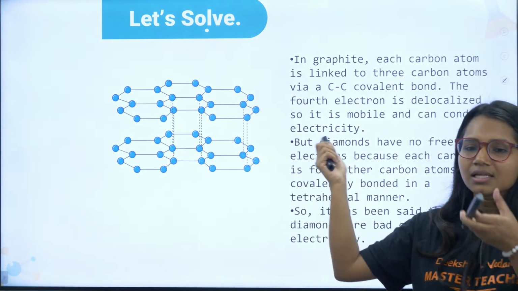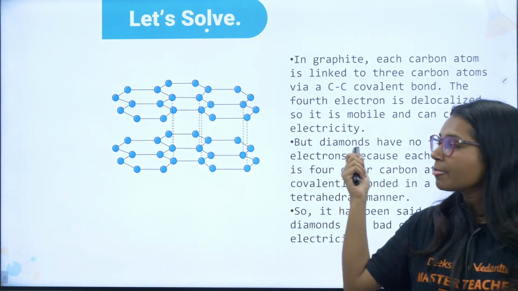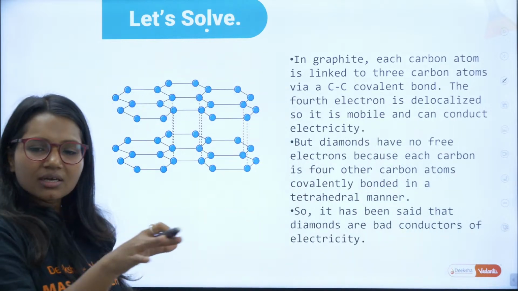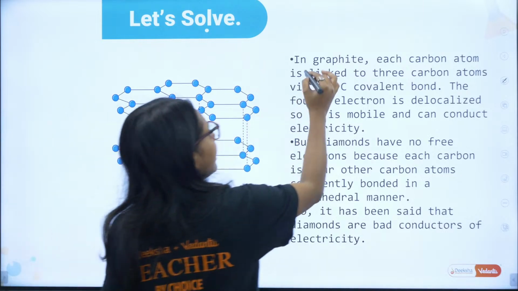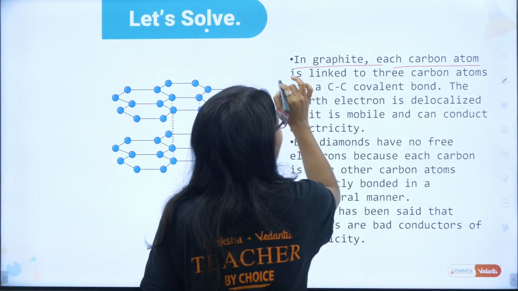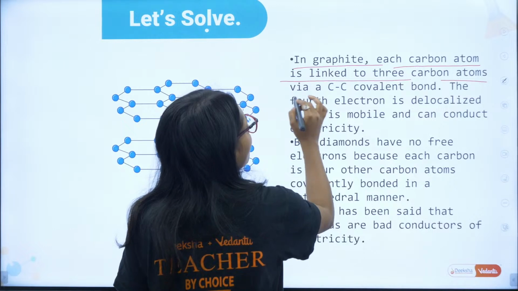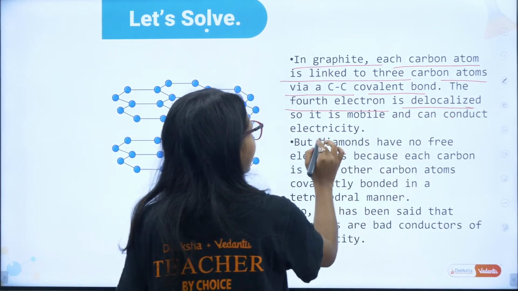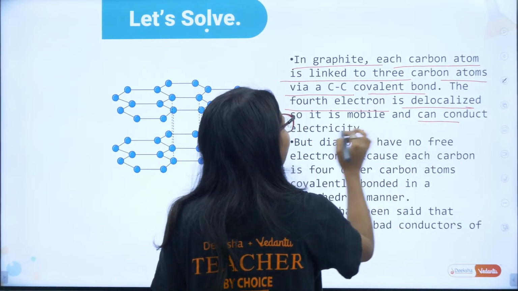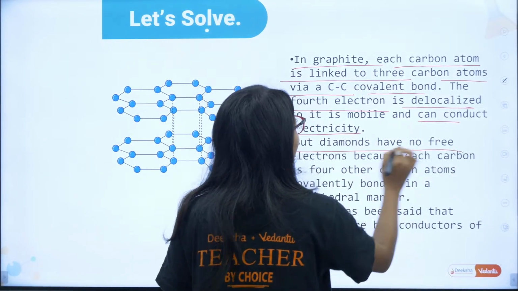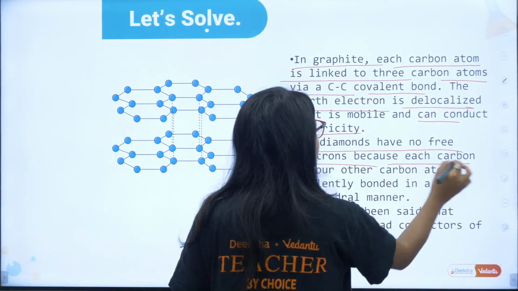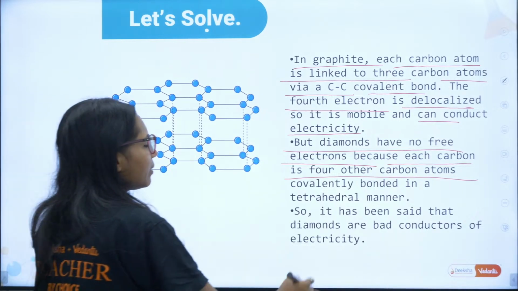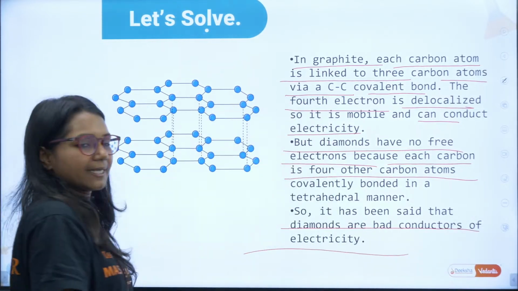This is the graphite structure. Graphite is slippery in nature. It is a layer structure. In graphite, each carbon atom is linked to 3 carbon atoms via covalent bonds. The 4th electron is free, and that's why it can conduct electricity. Diamond has no free electrons because each carbon atom is bonded with 4 atoms. Diamonds are bad conductors of electricity.